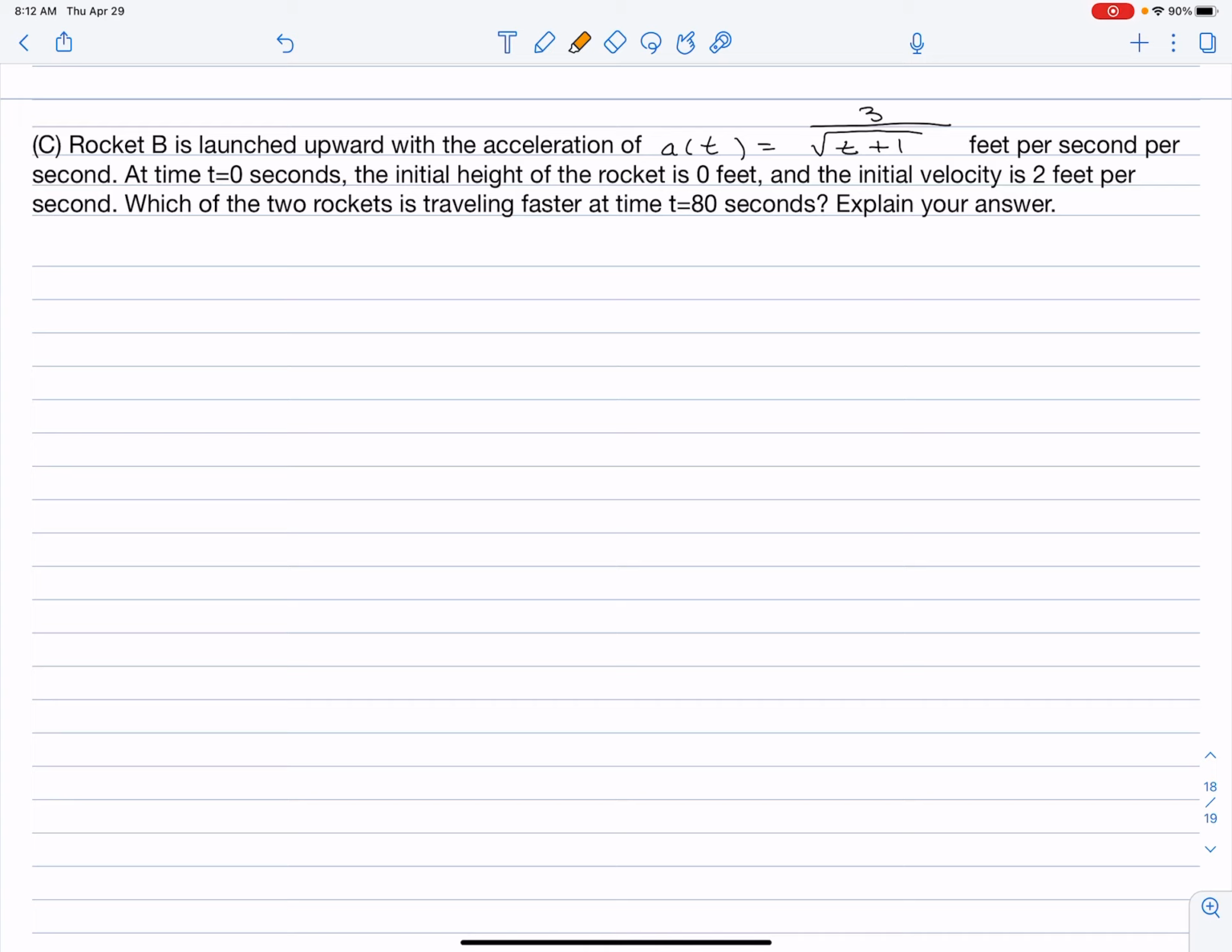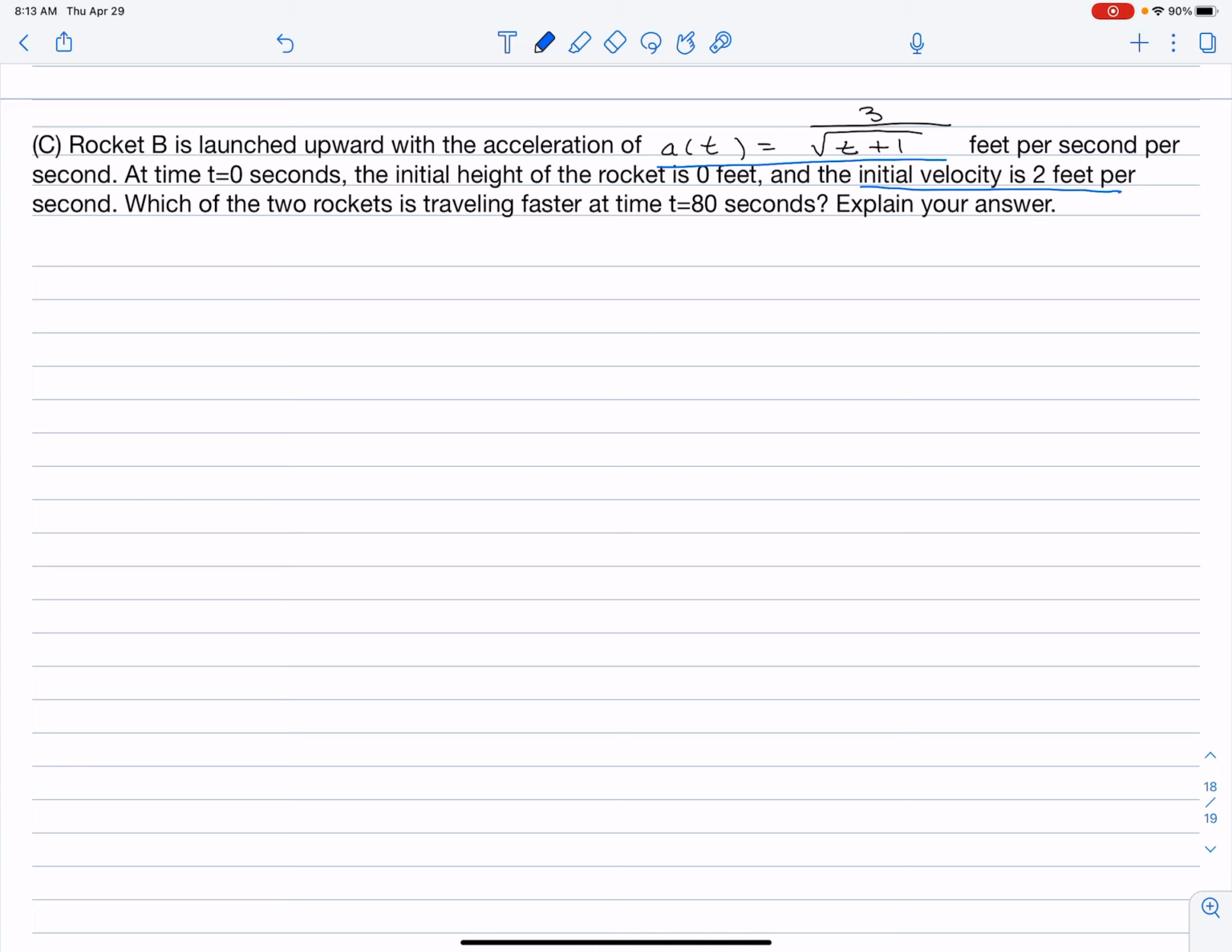So rocket B is launched upward with an acceleration a of t, of that function, in feet per second per second. So this is an acceleration function. Be careful. At time t equals 0, the initial height is 0. So it's basically telling us it starts at a height of 0 at time 0, and then it's got an initial velocity of 2 feet per second. Which of the two rockets is traveling faster at time 80?